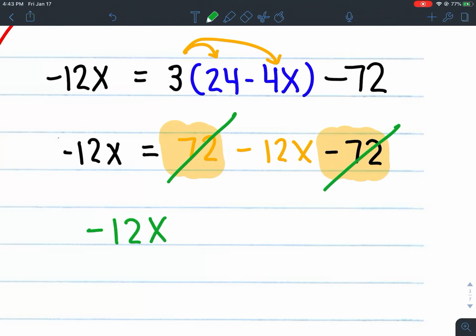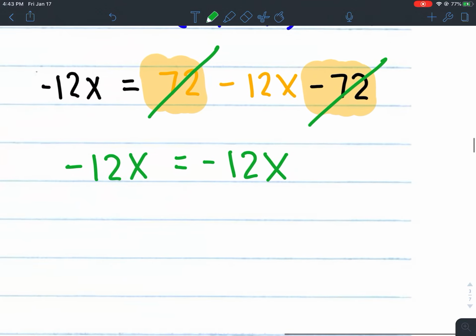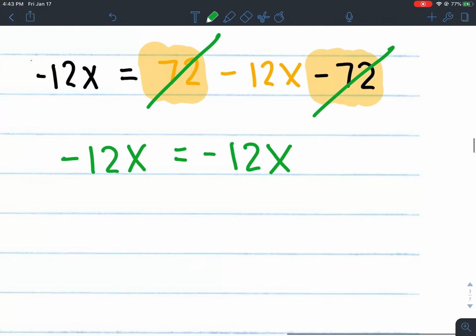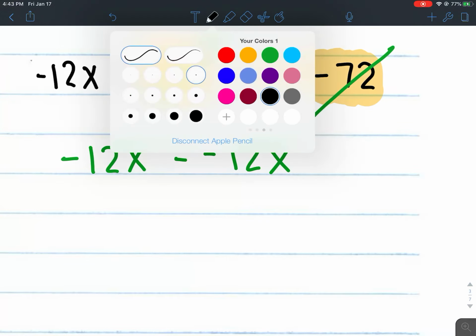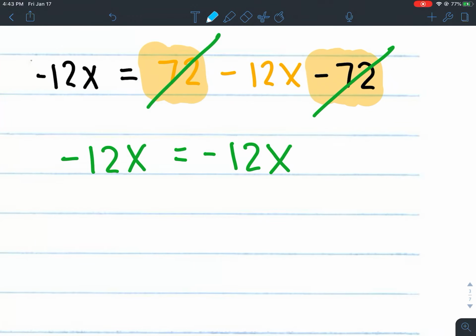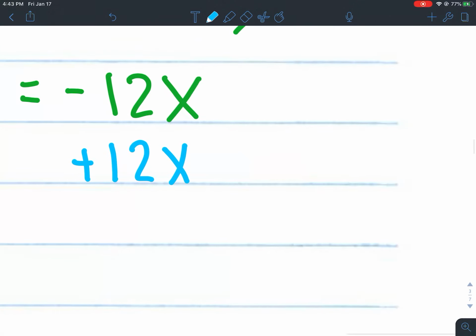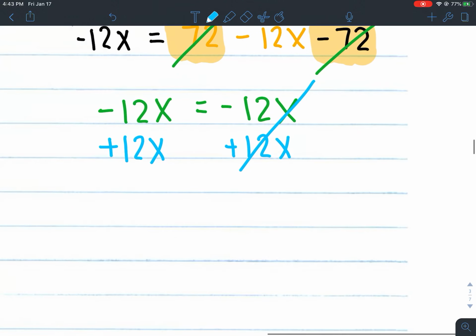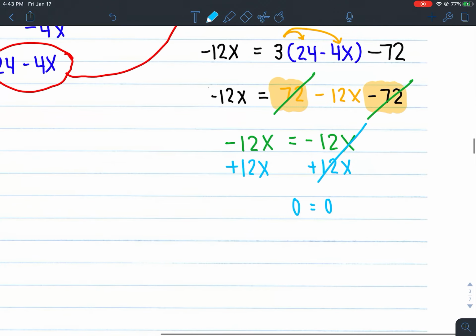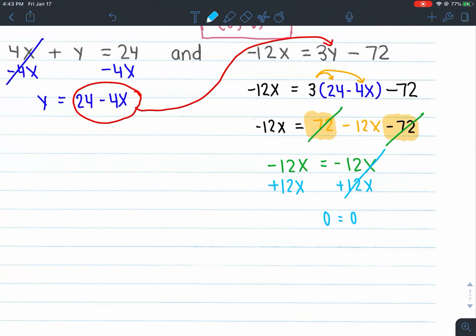So I have negative 12x equals negative 12x, right? Because 0 equals 0. Well, I've got to get x on one side because I'm trying to get x by itself, right? So we're going to have to add 12x on both sides. Negative 12x plus 12x on this side cancels and gives me what number? 0. Negative 12x plus 12x on the other side still gives me 0. Does 0 equal 0? Yes.